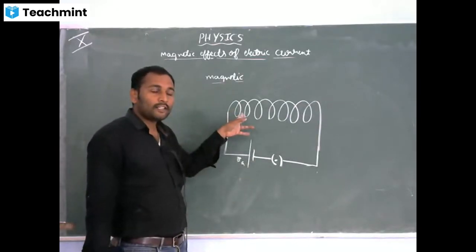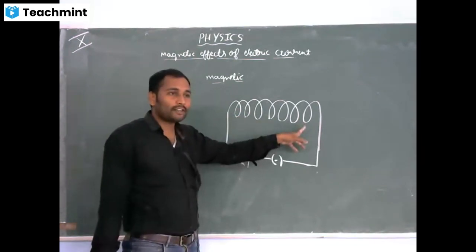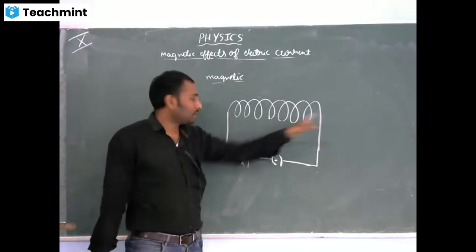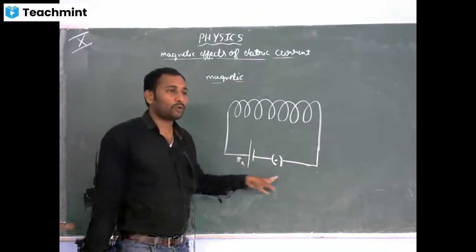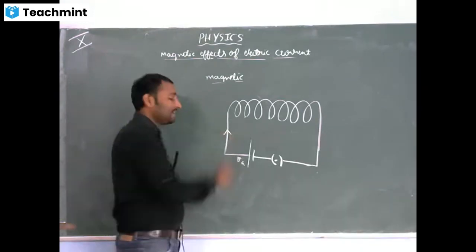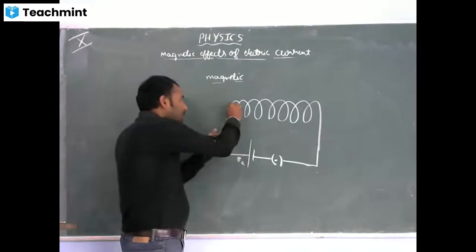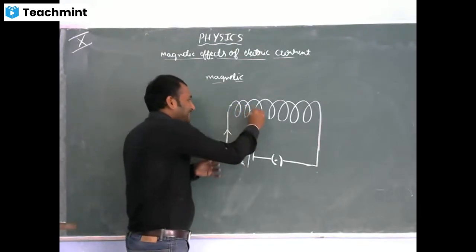A solenoid is a long insulated copper wire wound in the form of a cylinder. It is connected to a battery and plug key. So what happens when you connect a battery? Current will start flowing in the solenoid. It will go like this.